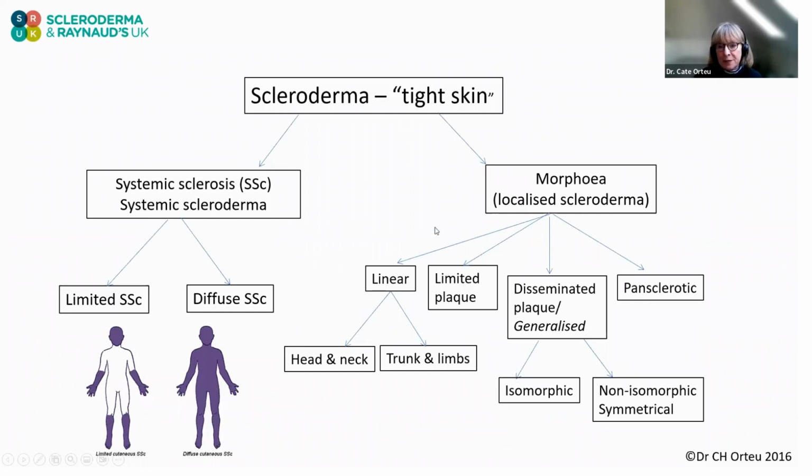So Morphoea can be subdivided into a number of different types. So linear and band-like disease, more limited oval plaques, patients with what is sometimes referred to as generalized disease in the literature, but which I prefer again to refer to as disseminated plaque disease, again, because it's clearer what you mean. Because in the literature, generalized Morphoea can also refer to patients with pansclerotic disease, which is more severe and circumferential. And I'll show you some examples of this going forward.